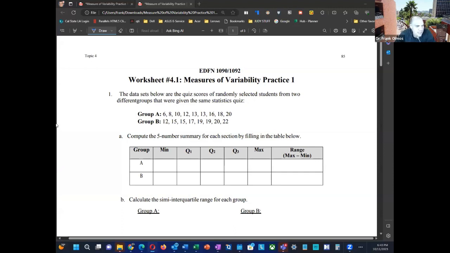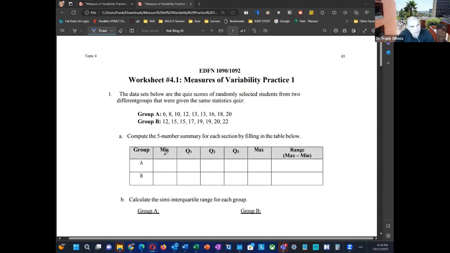Okay, question number one is asking: the data sets below are the quiz scores of randomly selected students from two different groups that were given the same statistics quiz. So group A, group B. There's a table below asking for the minimum, the maximum minus the minimum, which is the range, and Q1, Q2, Q3.